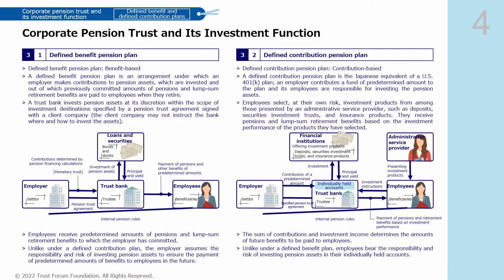In a defined contribution plan, the trustee provides services to manage and protect pension assets by leveraging mainly the trust property management function and bankruptcy remoteness protection. The Trust Companies Association of Japan announced that corporate pension assets totaled 82.5 trillion yen under defined benefit plans and 16.3 trillion yen under defined contribution plans as of March 31st, 2021.